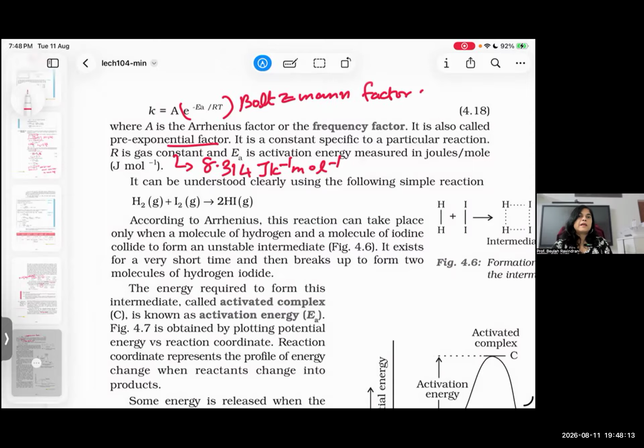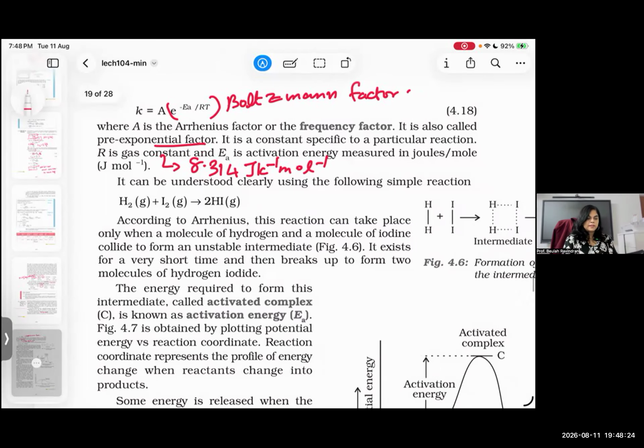If you take the natural logarithm on both sides, then you will get this equation. You can take natural log on both sides because here it is e, right? We are reversing the equation. I'll teach you this.